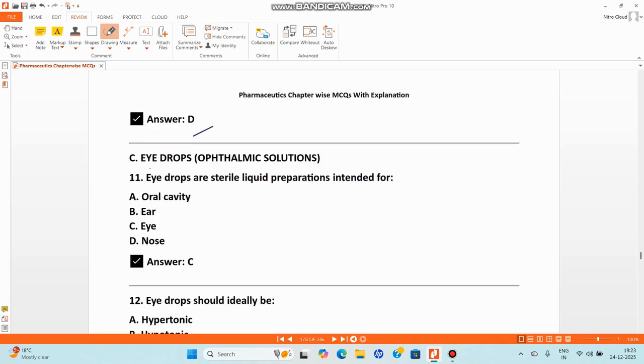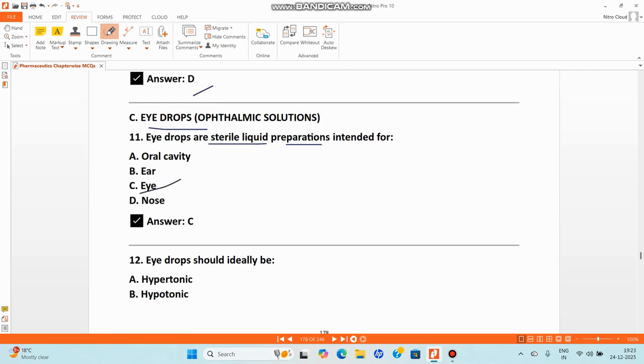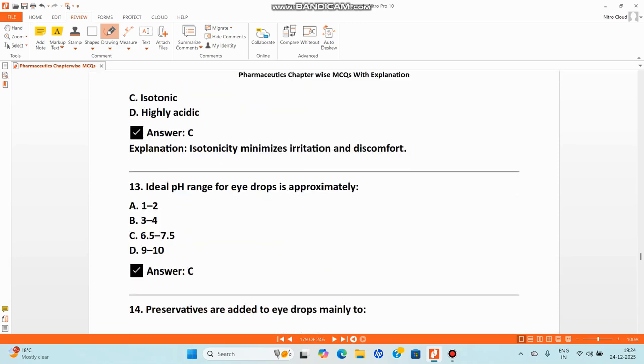So next is the question from eye drop. So eye drops are sterile liquid preparations intended for the eye. Okay, so eye drops should ideally be hypertonic, hypotonic, isotonic or highly acidic. So isotonic. Okay, this is very important. Eye drops are always isotonic. Okay, so isotonicity minimizes irritation and discomfort, right? So the ideal pH range for eye drops, the answer will be 6.5 to 7.5.